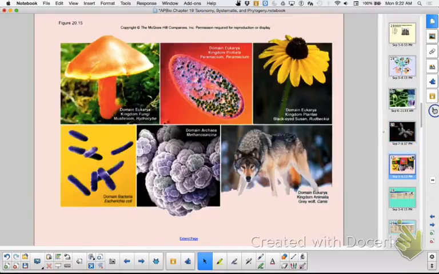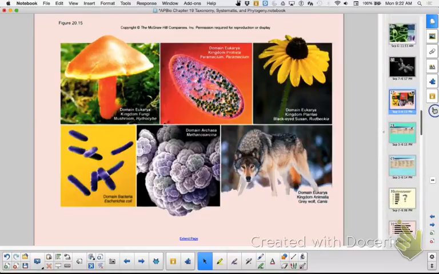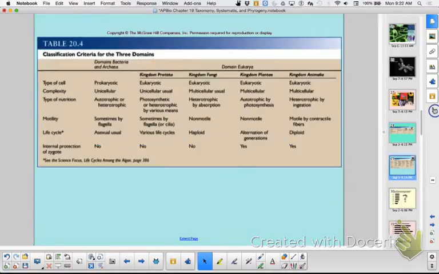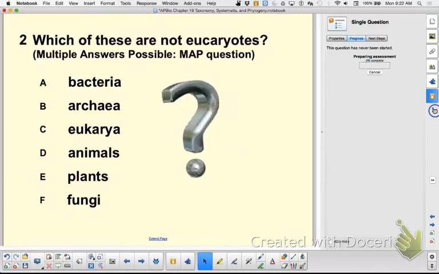And then this brings us to the domain eukarya. Unicellular to multicellular organisms, always with a membrane-bound nucleus. Sexual reproduction is common, and there are various types of life cycles. There are charts in your book that you can use to compare and contrast the different domains and also the different kingdoms. So let me ask you a couple questions.